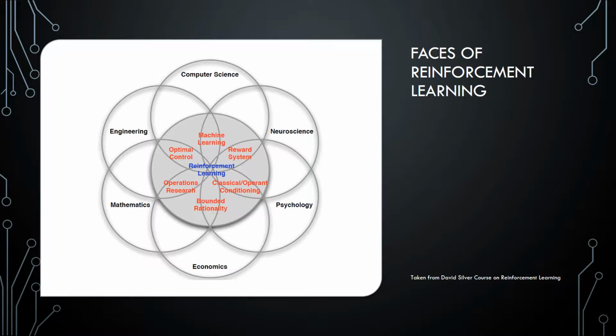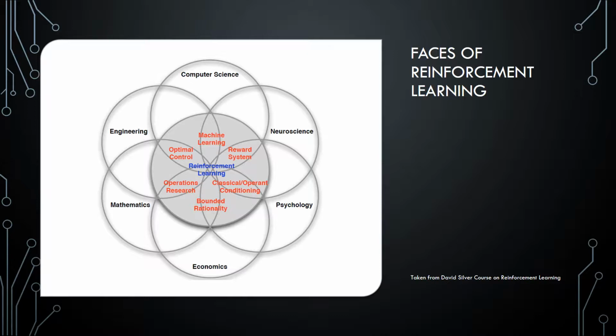Reinforcement learning sits in the intersection of many different fields of science. Here, at the middle of the Venn diagram, we have reinforcement learning. What this illustrates is that for many of these different fields of endeavor, there is a branch of that field that is trying to tackle the same problem that we are concerned about, and that is reinforcement learning.